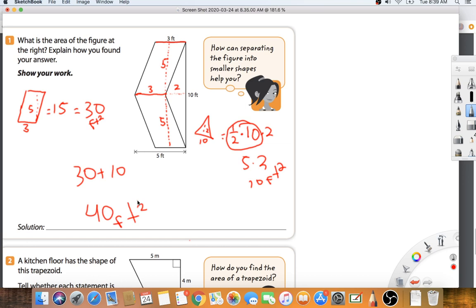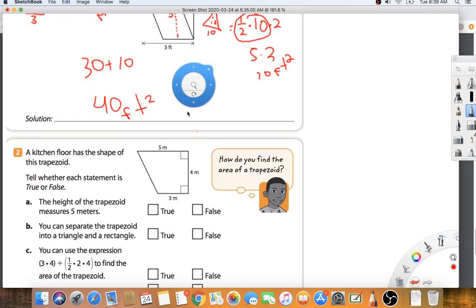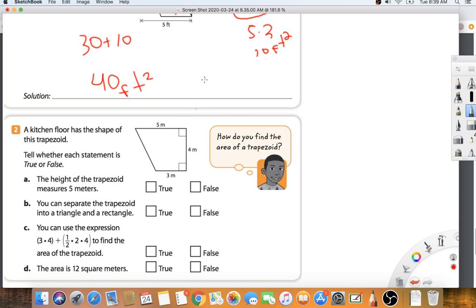Yeah. Now let's go to number 2. Number 2 says the kitchen floor has the shape of this trapezoid right here. Tell whether each statement is true or false. First one, the height of the trapezoid measures 5 meters. Let's see, the height is from here to here and measures 4. This would be false.